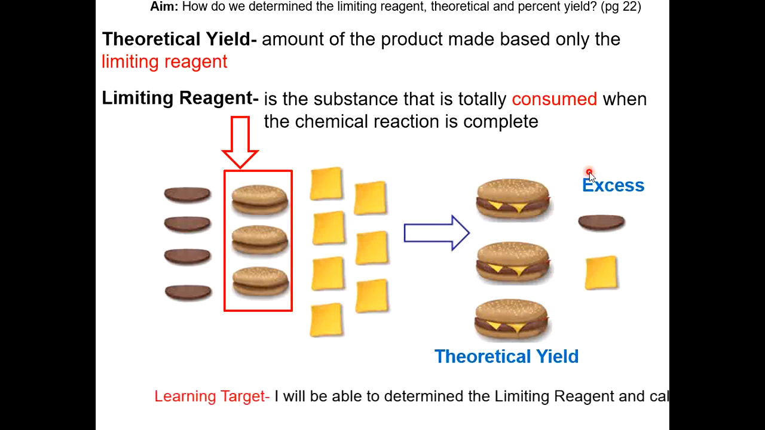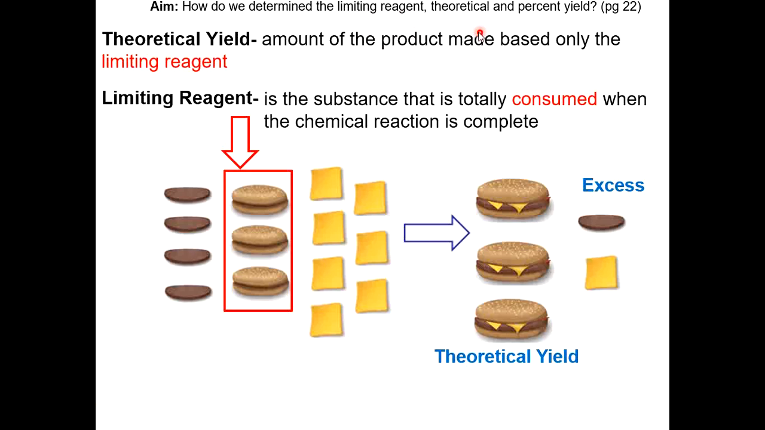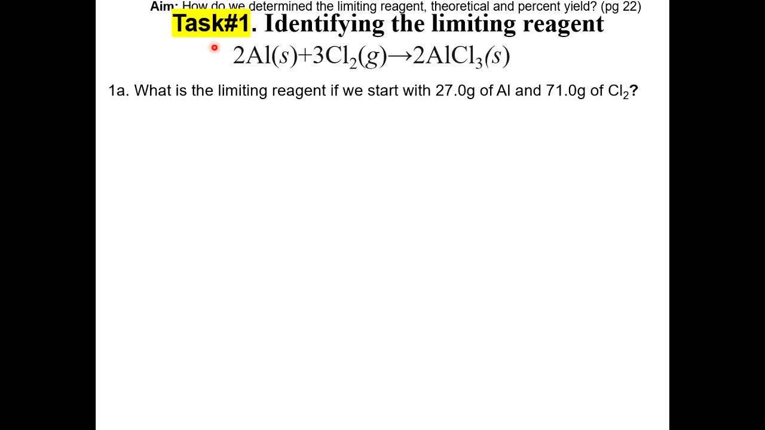So in this lesson, we'll learn how to identify the limiting reagent and calculate the theoretical and percent yield of a chemical reaction. In task number 1, it is identifying the limiting reagent. Here we're given a chemical equation. What is the limiting reagent if we start with 27 grams of Al and 71 grams of Cl2? The procedure to do this is on page 22 in the class packet.